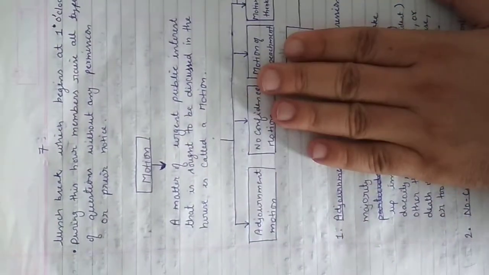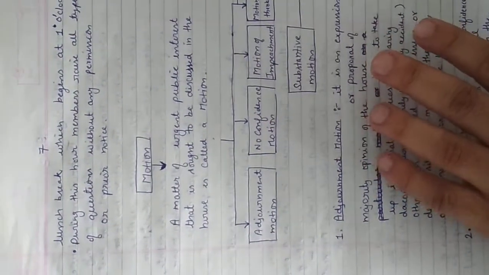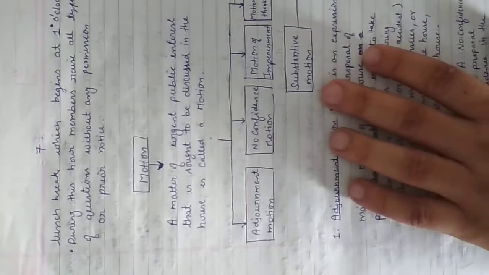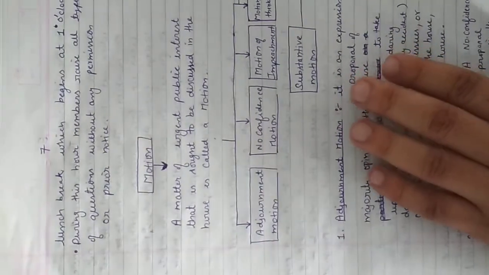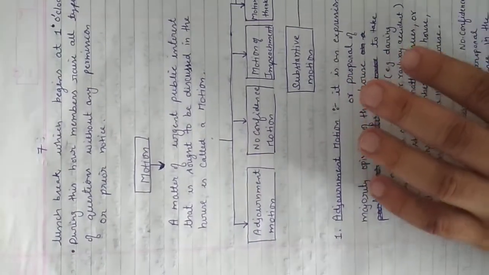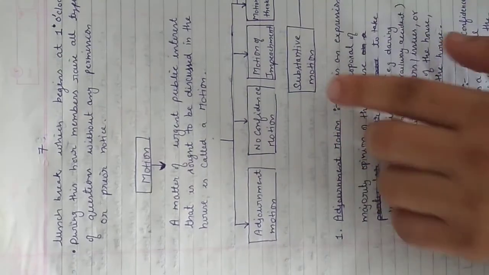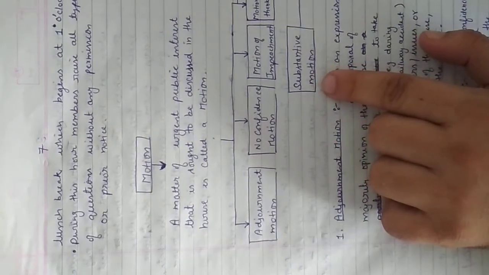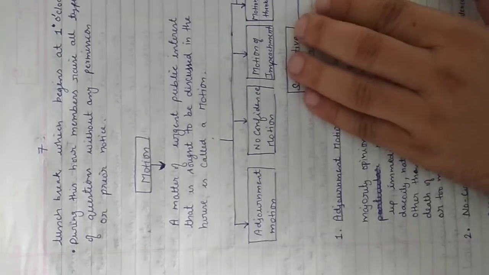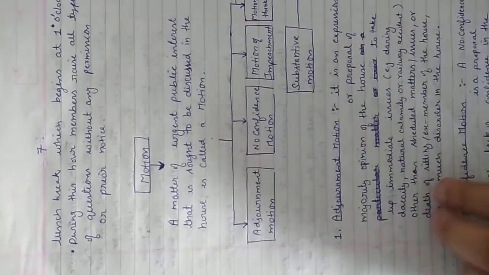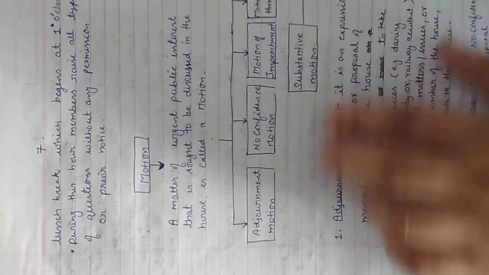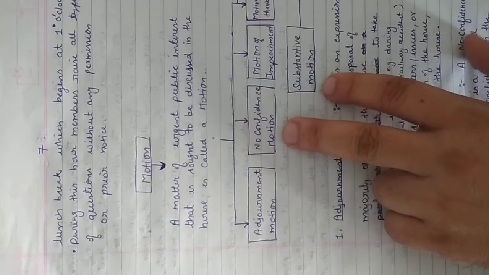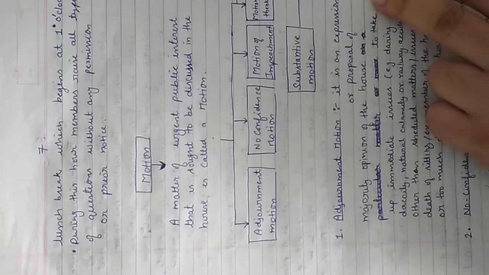Substitute motion I have not written here. And the third is subsidiary motion, which I have also not written. So all the motions may fall under three categories: substantive motion, substitute motion, and subsidiary motion. Here I have written these four motions: adjournment motion, no confidence motion, motion of impeachment, and motion of thanks.